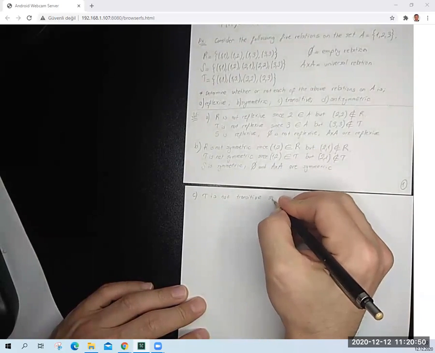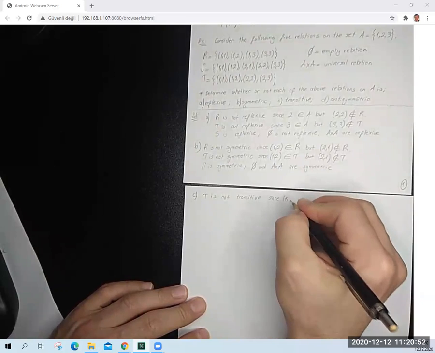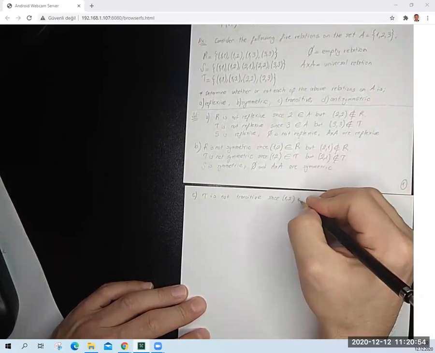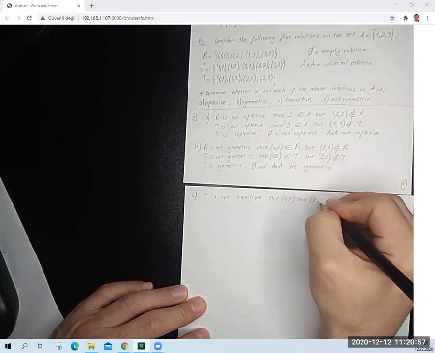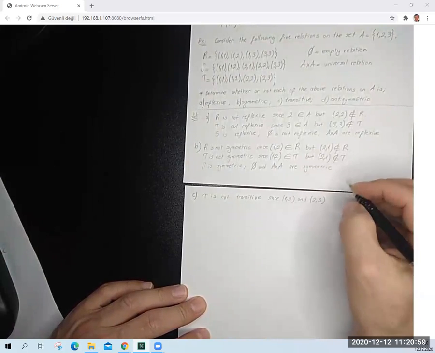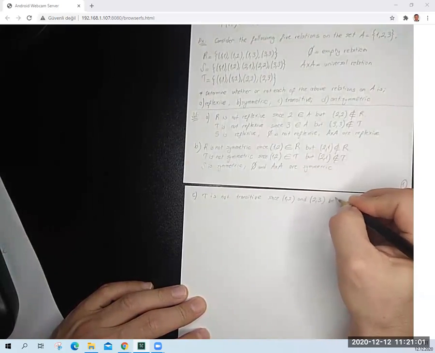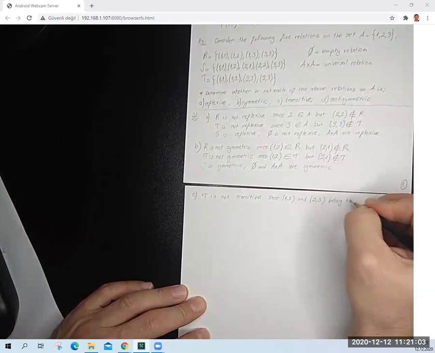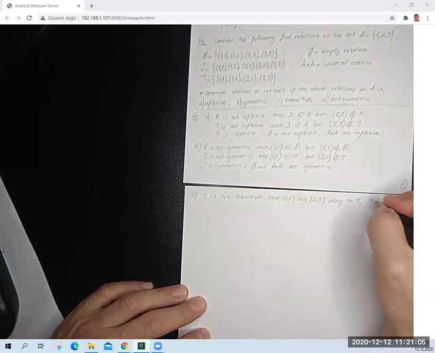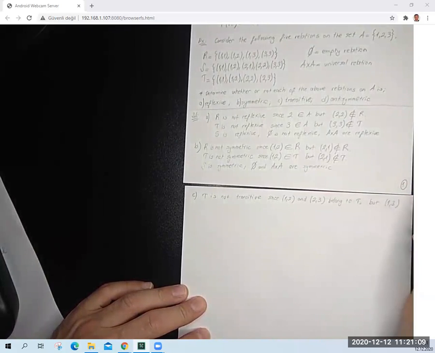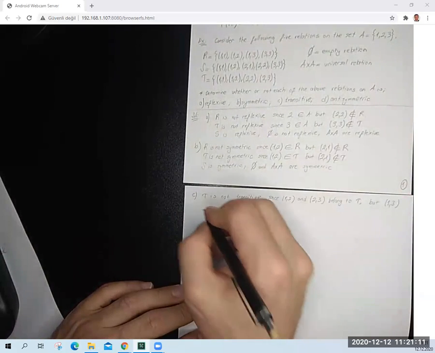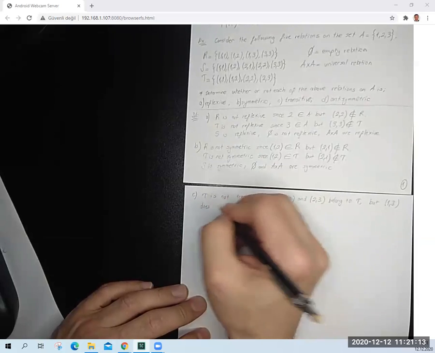The reason is 1 2 and 2 3 belong to T, but I don't have the 1 3 in that pair set.